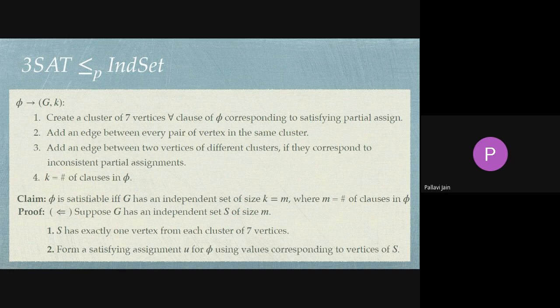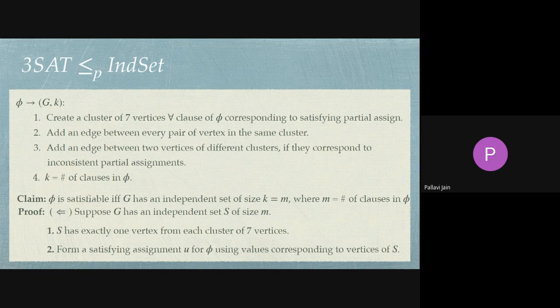Then you pick the second vertex of the cluster, using the values of that second vertex. You can again assign some more values to the satisfying assignment, right? So this way, if you have an independent set S of size M, ultimately you'll be able to find a satisfying assignment for phi. Is that clear?